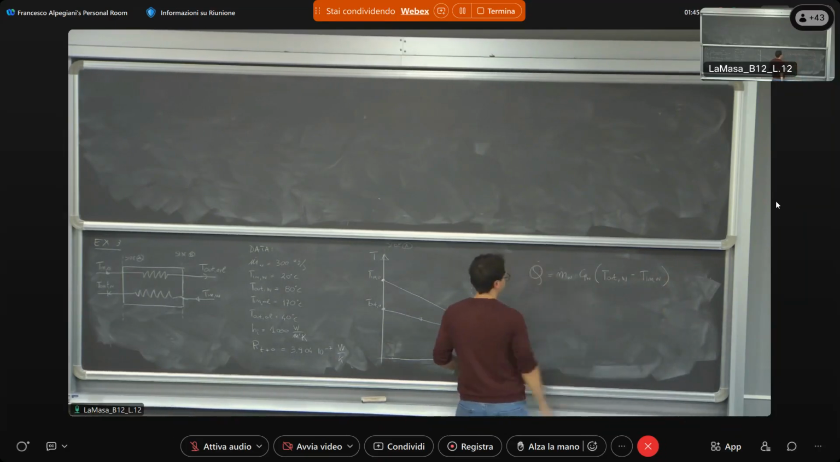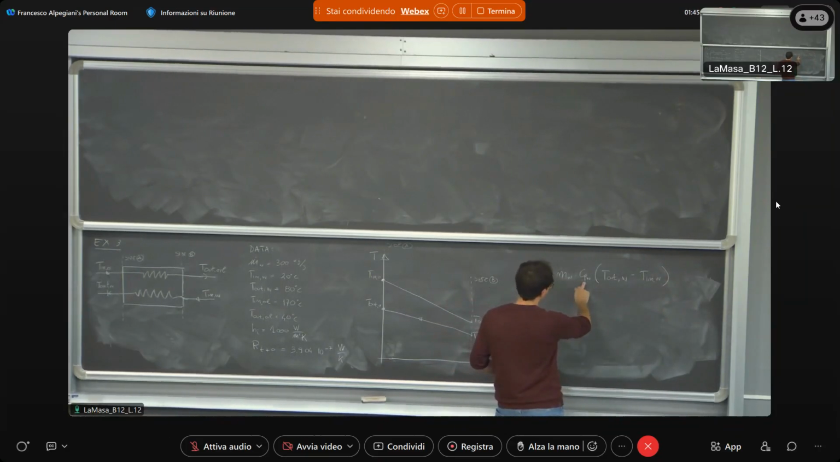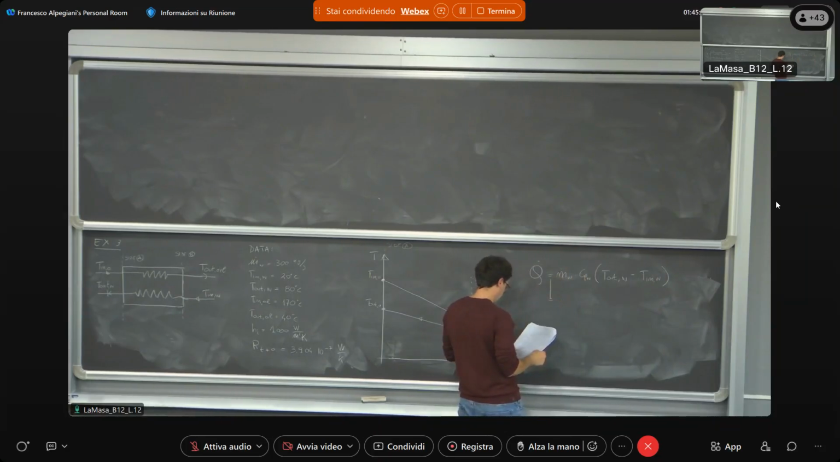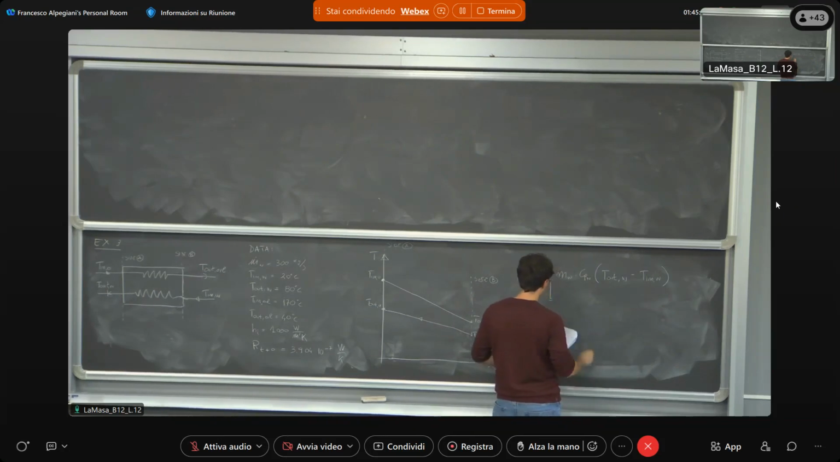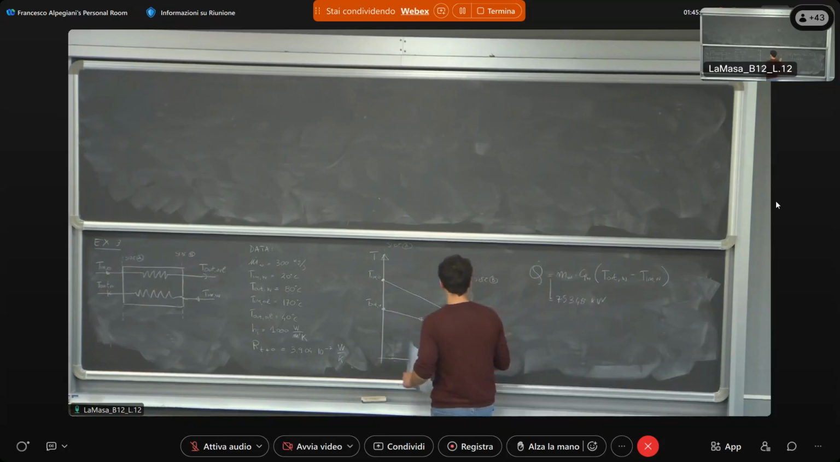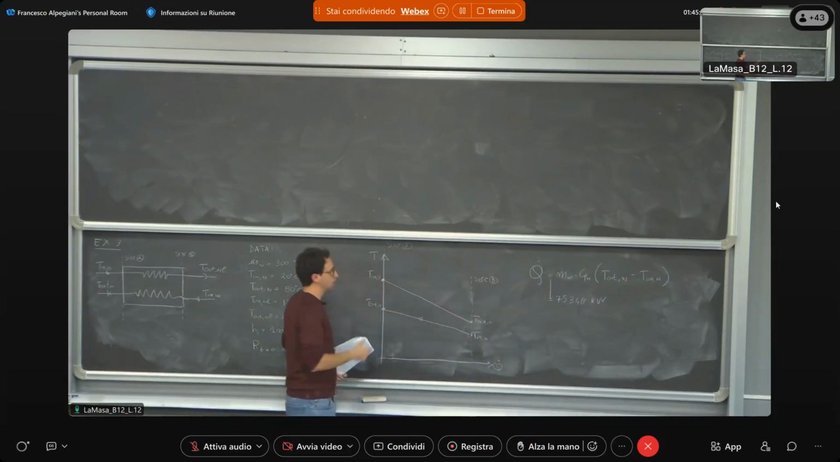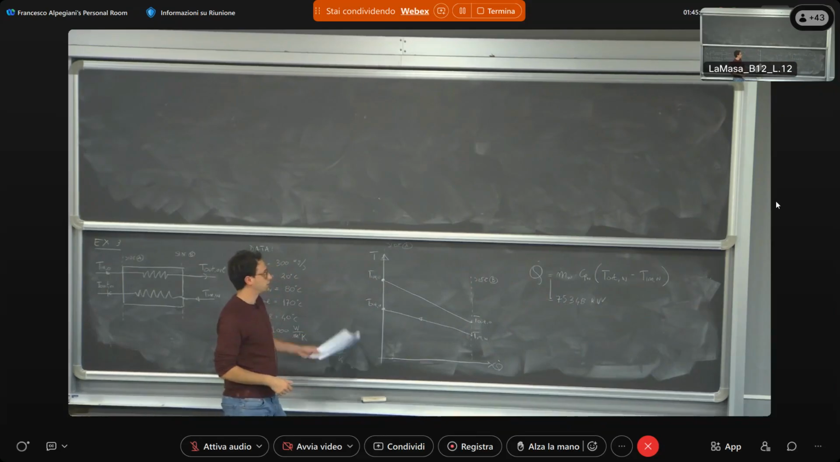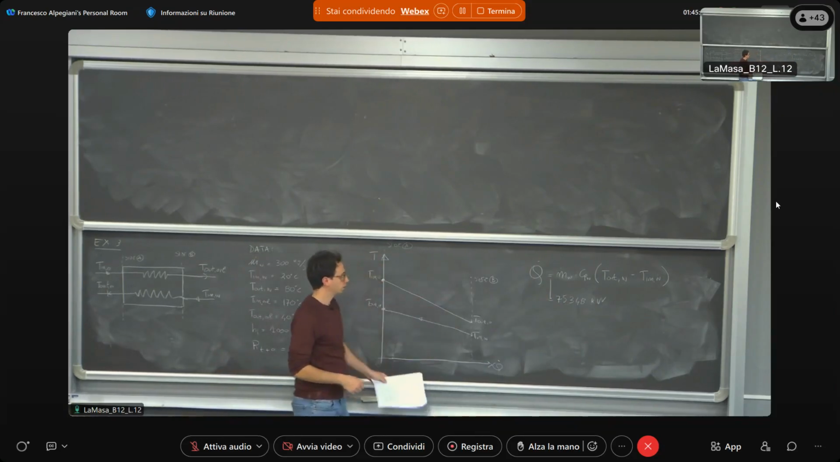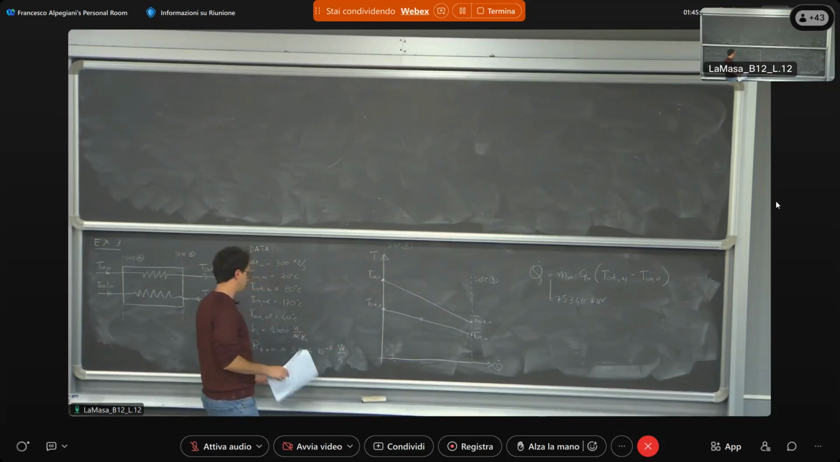You have everything. This Cp is always 4,186. And so you can evaluate the thermal power exchanged, which comes out equal to 75,348 kilowatt. Now, this is the first way to write the relation for the thermal power exchanged inside a heat exchanger.